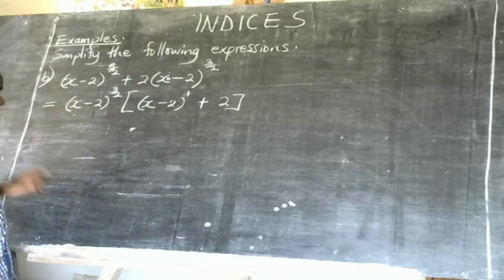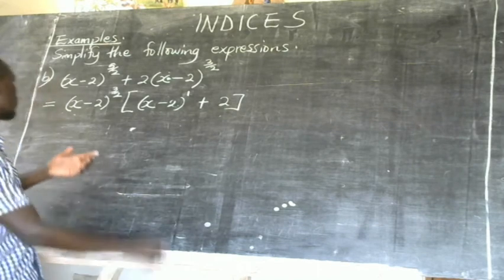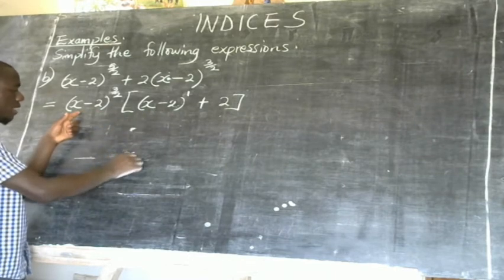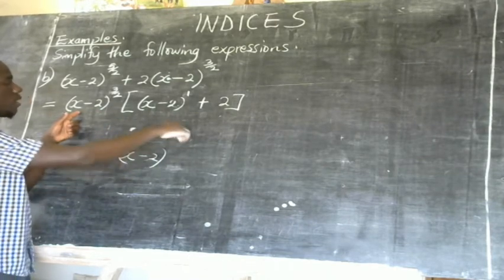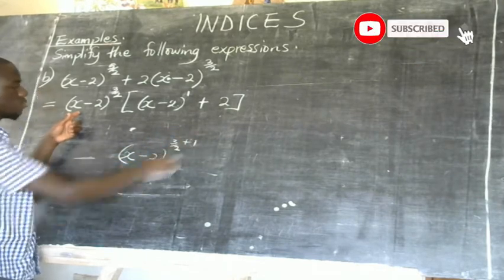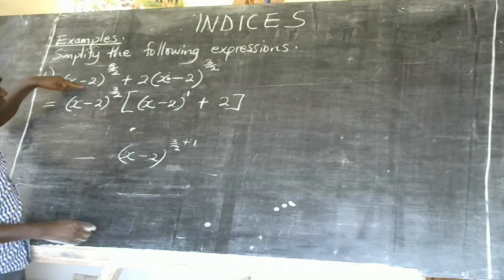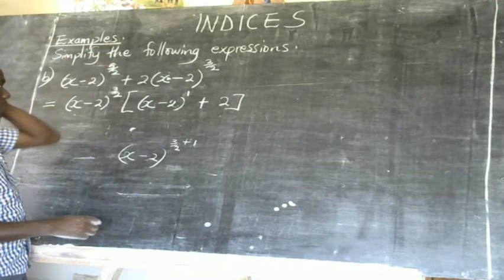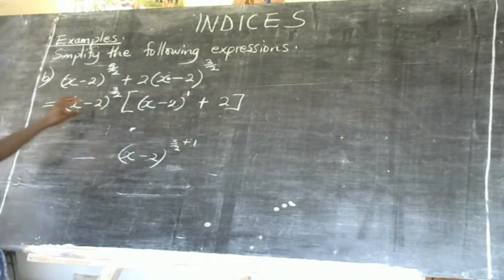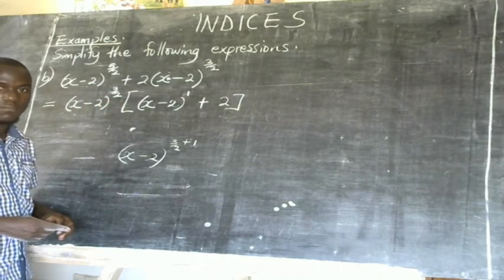Remember, in indices, we said multiplying numbers of the same base, we keep the base and add the powers. So if I reopen this bracket, this times that, I'll keep that base, x minus 2, then the 3 all over 2, I add it to 1. So this 3 all over 2 plus 1 is the one that gives me the base and that power there. Then I also multiply it there and I go back there. So that means that my x minus 2 power 3 all over 2 is the common factor.